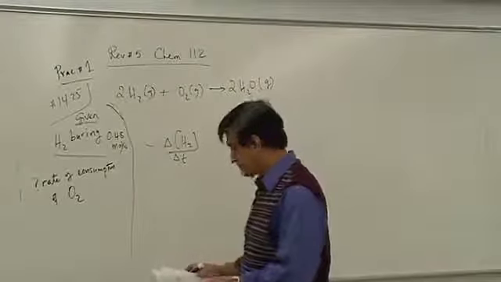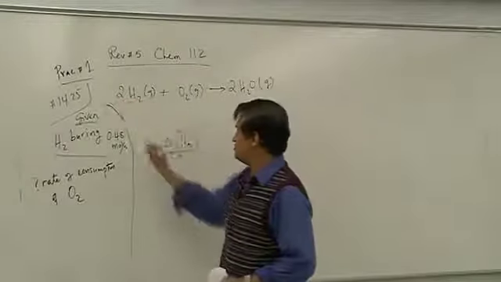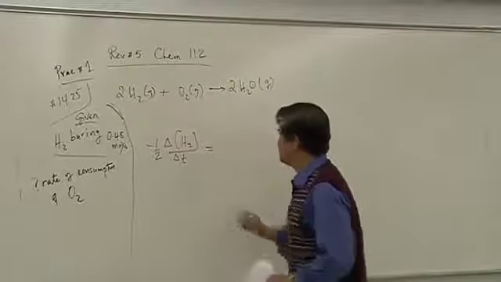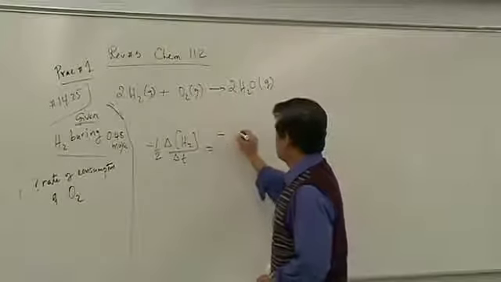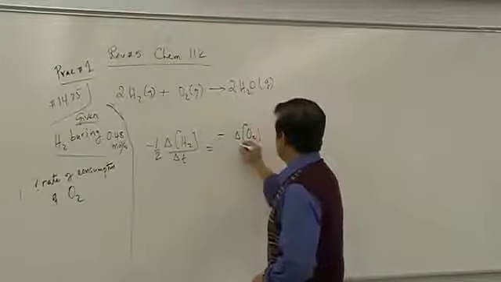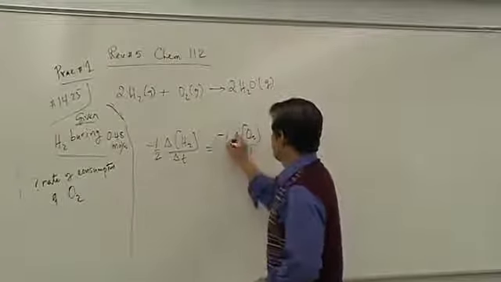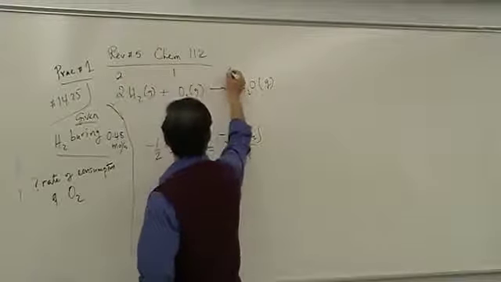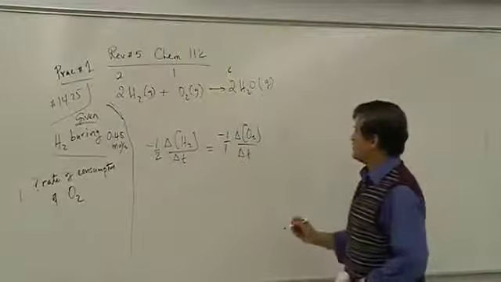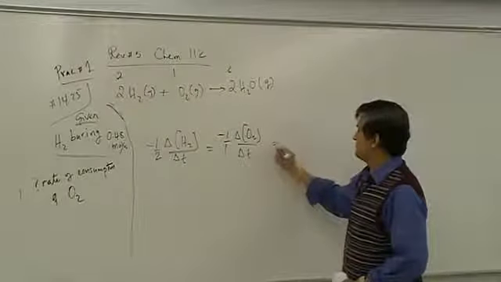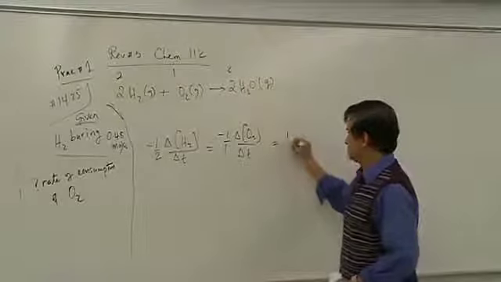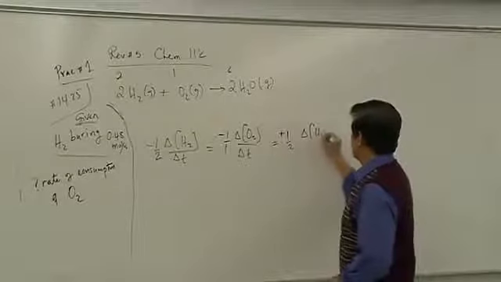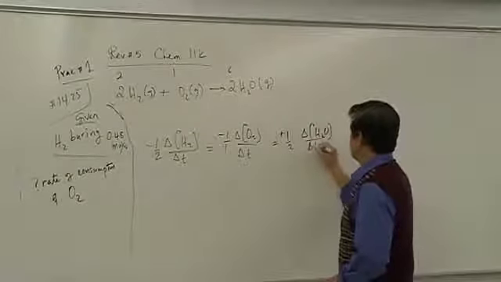Now I can first set up something like this. Whenever you see a coefficient of 2, divide by 2. That way I can set it equal to that of oxygen, minus delta O2 by delta T. Again, it's the inverse of 1 because I have 1 here. So let's write down these coefficients: 2, 1, 2. If I want to write it in terms of products, I'll write 1 over 2. This time it's going to be positive because it's a product, delta H2O by delta T.